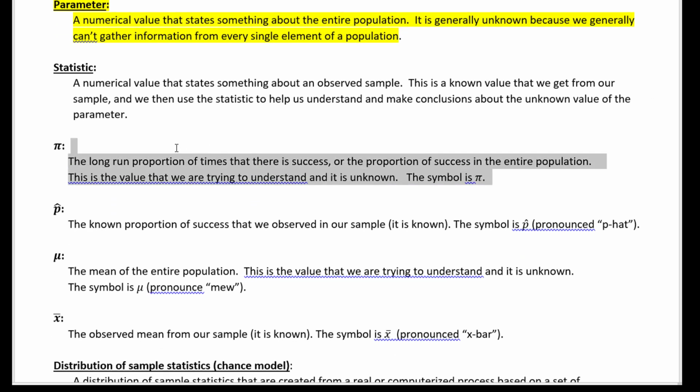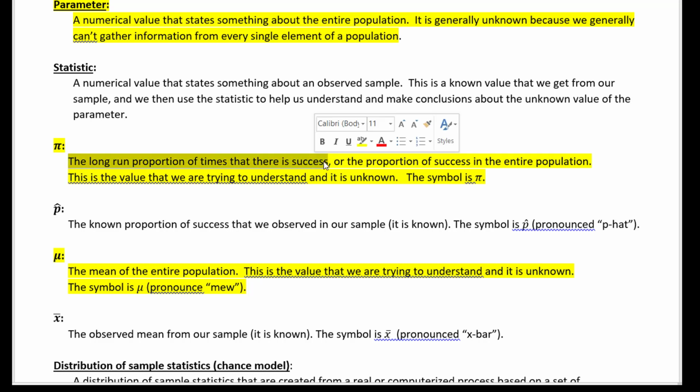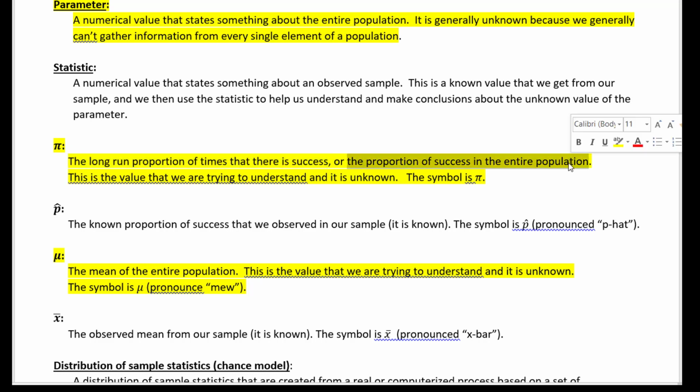There are actually two parameters we are going to focus in on for the huge majority of this class, and I'm highlighting them here in yellow. The first one is pi. That's the Greek symbol pi, so it's not the number 3.14. That's a different kind of pi. We're just using the symbol pi, but I don't actually mean the ratio of a circumference to the diameter of a circle here. I'm talking about just the Greek symbol pi, which is the symbol we use, and it represents the long-run proportion of times that we see a success. Or we could say it's the proportion of success in the entire population.